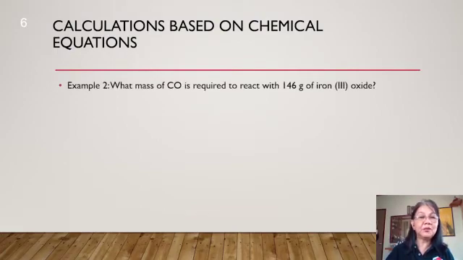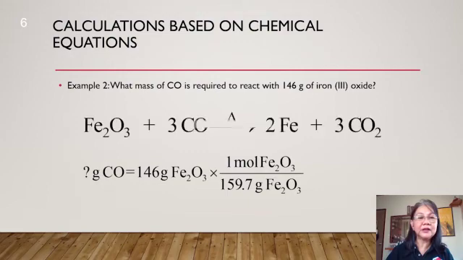So, for example, you are asked to determine the mass of carbon monoxide that is required to react with 146 grams of iron 3 oxide. So, step 1, as I said, is you always begin with a balanced equation. So, carbon monoxide and iron 3 oxide, when balanced, would be something like this. It is always advisable if you can write the given quantity beneath the chemical formula. In most of the problems here, I did that.